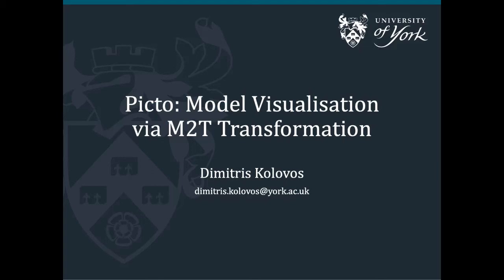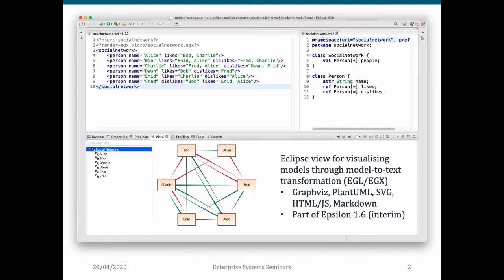Pictou is a new tool that is part of Epsilon, and it aims at supporting model visualization via model to text transformation. Okay, so just very quickly, Pictou is an Eclipse view for generating views from models through model to text transformation. It is part of Epsilon 1.6, which is the latest interim version of Epsilon, so it's something that you can download and try on your computer.